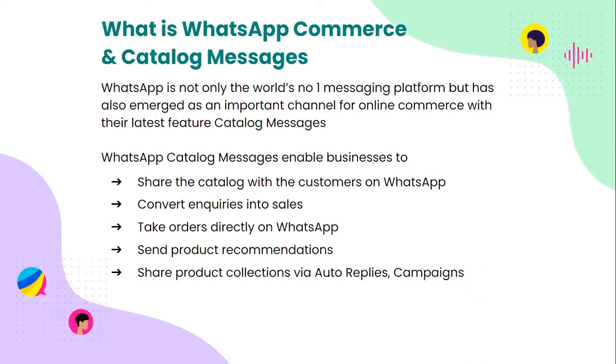With the help of WhatsApp catalog messages, you can share the catalog with your customers on WhatsApp. You can convert inquiries into sales. You can take orders directly on WhatsApp, send product recommendations, and share product collections via auto replies and campaigns. These are some of the features which you get with Interact.